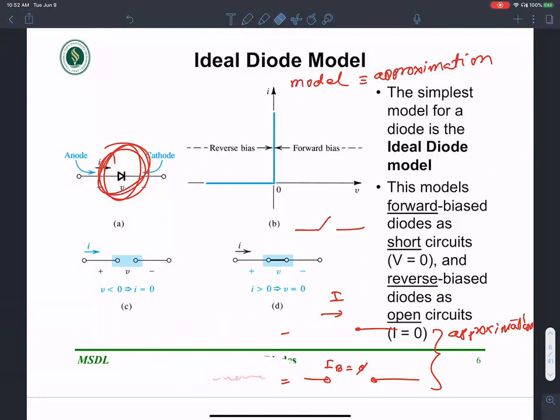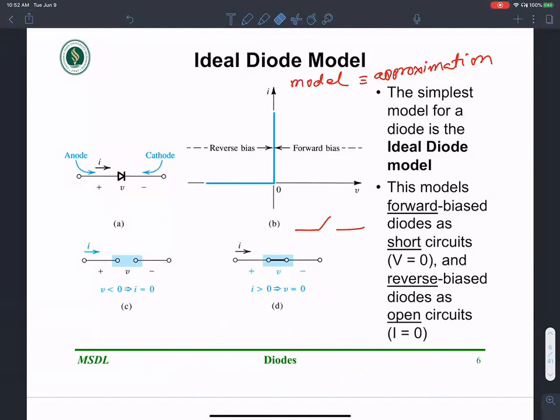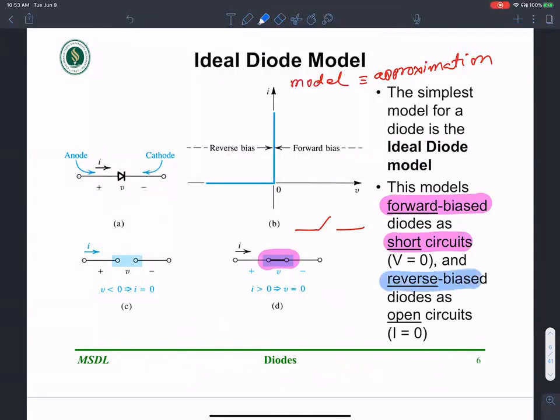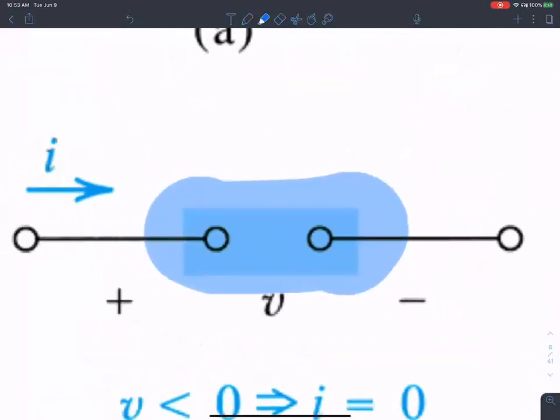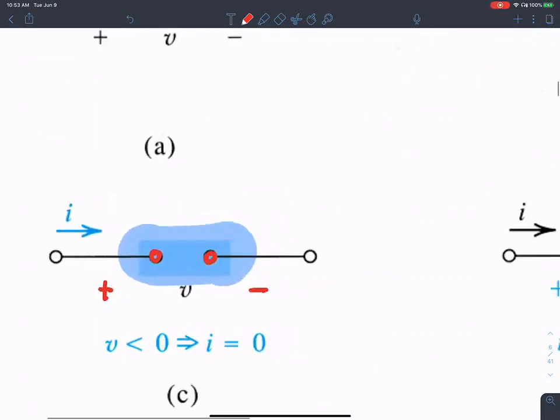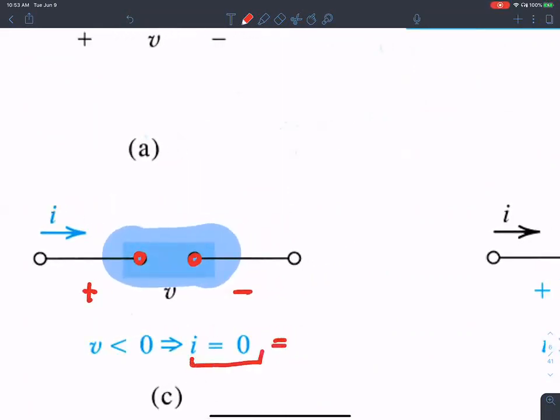Okay, so let me reiterate that using the notes here. The simplest model for a diode is an ideal diode model. So when somebody says an ideal diode model, they simply mean that in the forward bias mode, the diode acts as a short circuit, and in the reverse bias mode, the diode acts as an open circuit. See, there is an open circuit right there. There is no connection between the positive side and the negative side. It is an open circuit, so the current flowing in there is approximately zero.